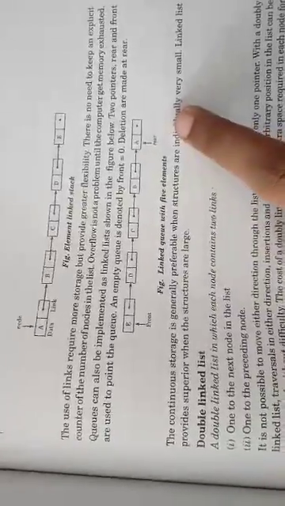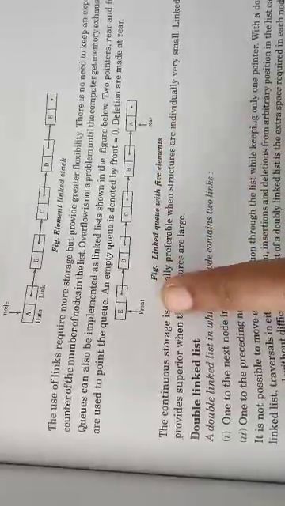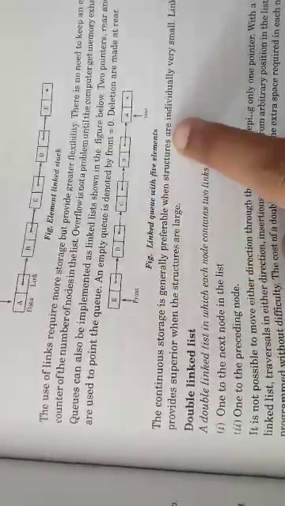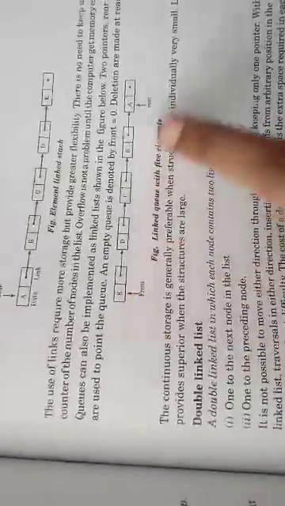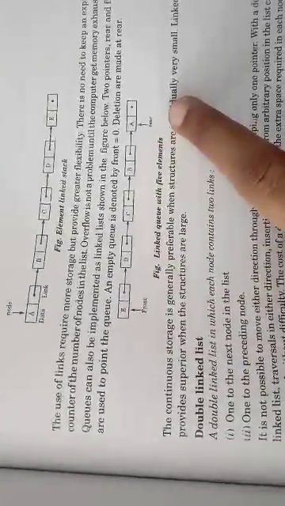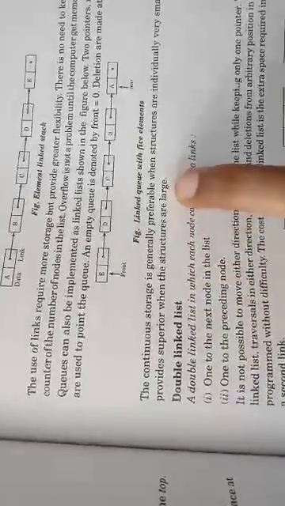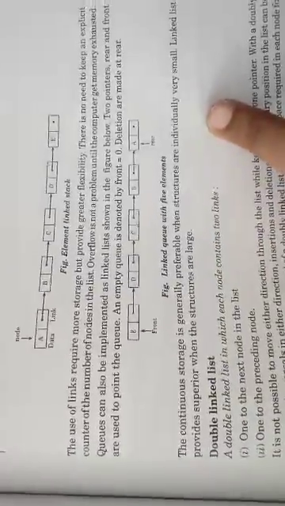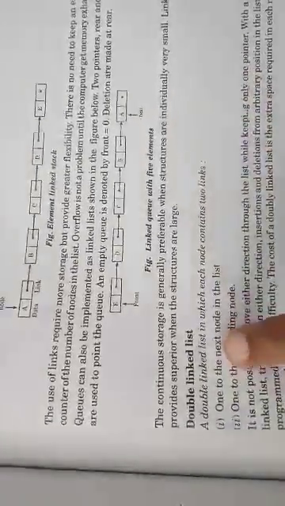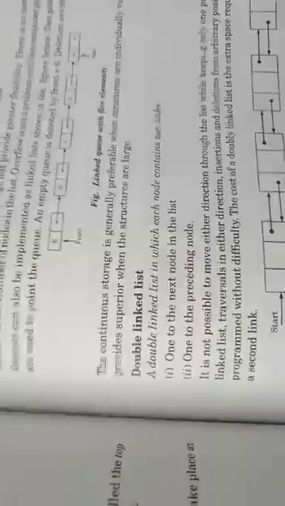Two pointers, rear and front. Rear and front are used to point to the queue. An empty queue is denoted by front equals 0. Deletions are made at the front. Contiguous storage is generally preferable when structures are individually very small. Linked lists are superior when structures are large. Okay, next, double linked list.